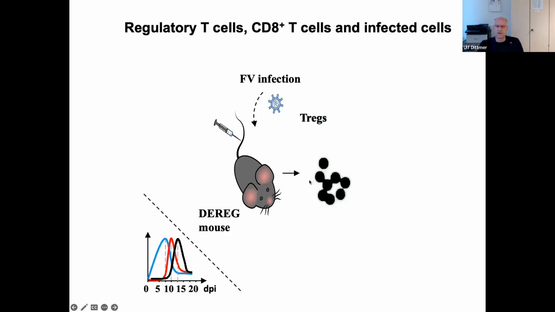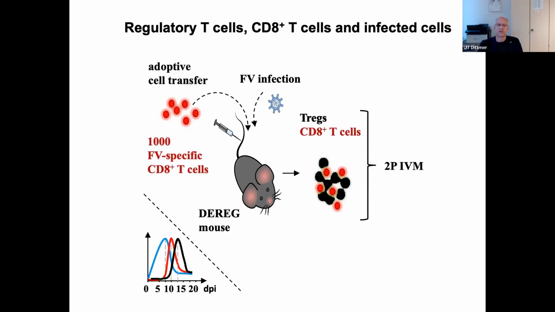To find Tregs by microscopy, fluorescently labeled, was easy because we have the Treg mice. And I told you that all Tregs in these animals are green. So we already had green Tregs.